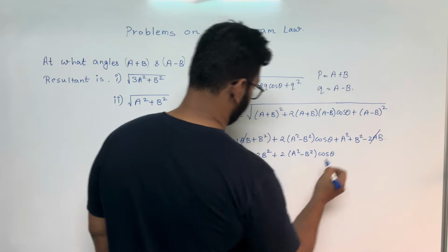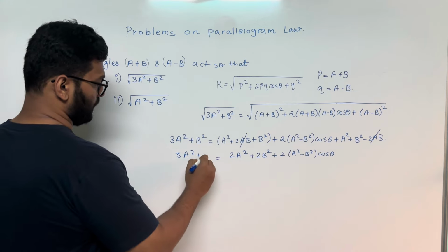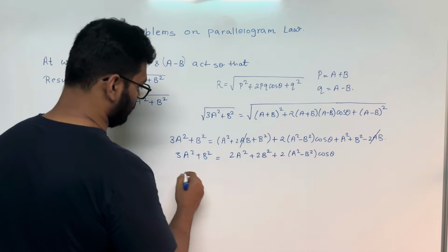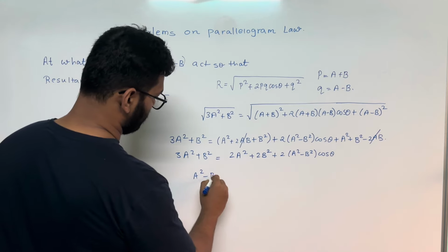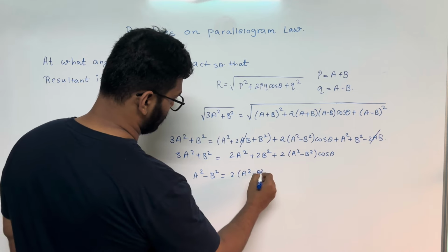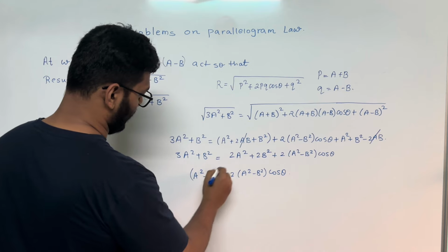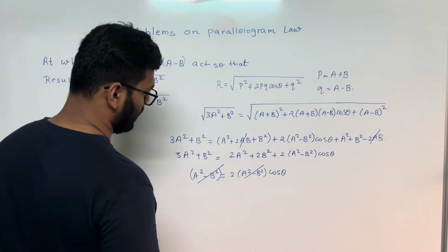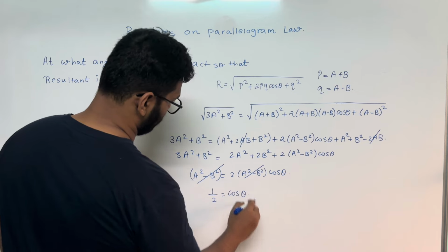We have to find out this angle theta. The left side is 3a square plus b square. Now from here you will get 3a square minus 2a square is a square, minus b square, is equal to 2 times (a square minus b square) cos theta. From here I can cancel out these things, and you can say 1 by 2 is equal to cos theta, right?